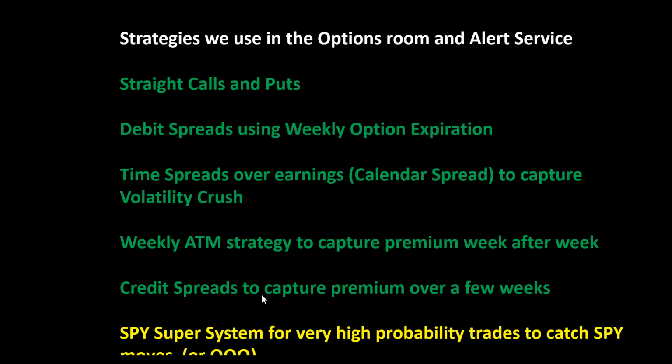And the SPY super system, which is one I'm going to get into some detail on. This is for very high probability trades to catch the SPY, the Qs, or the IWM. I do this in the room. I call about it in the room, and we talk about this a lot. These are quick trades. I do not alert on these trades. I can't alert on these trades. They're much too quick. But they're a good way to make trades while we're waiting to find a longer term trade that we want to take.